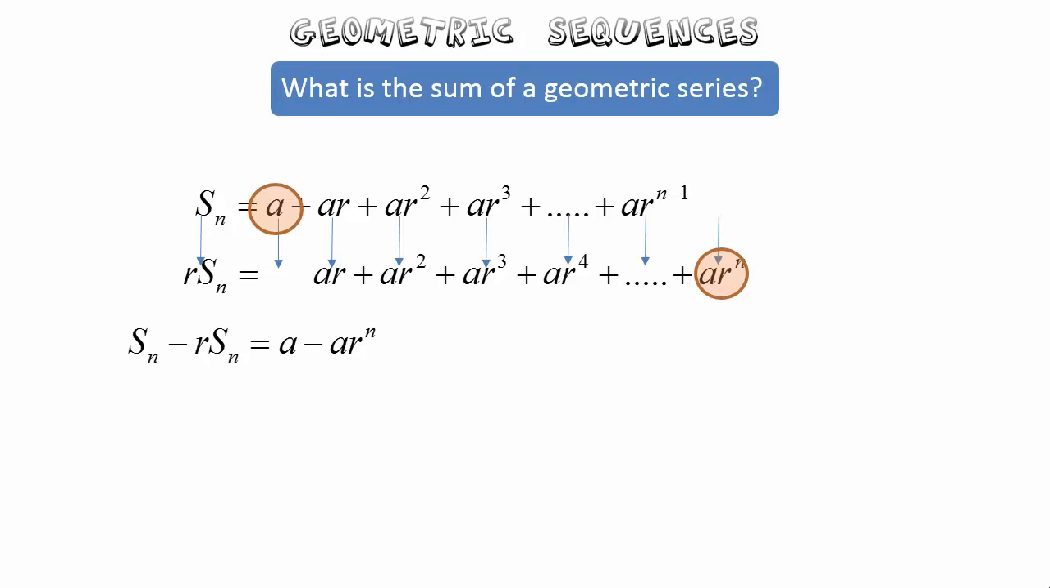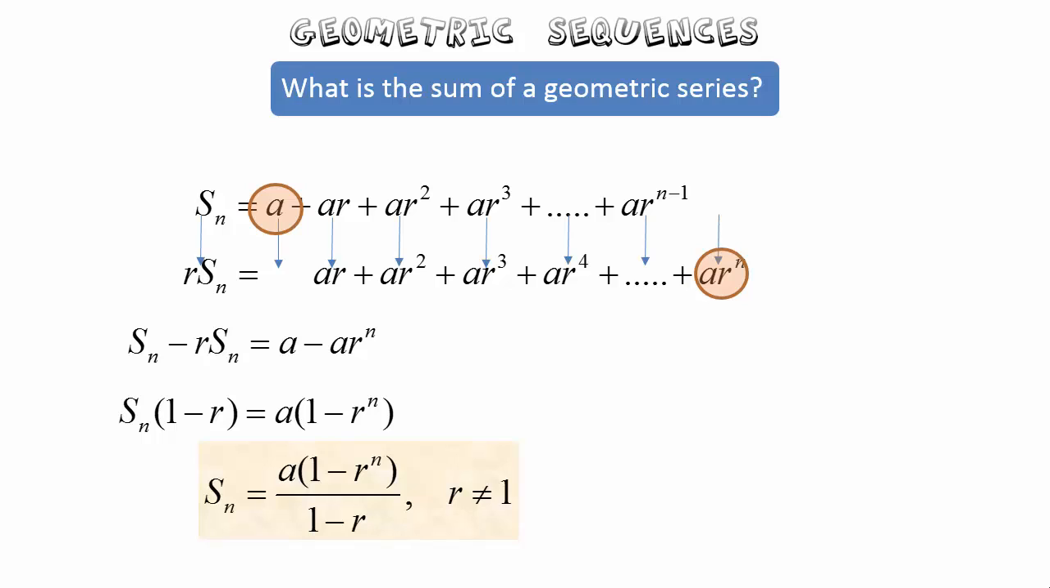Sn minus rSn equals a minus ar to the power of n. We can take out a factor of Sn from the left-hand side and also a factor of a from the right-hand side, and we obtain the expression that you can see. And then Sn will be a bracket 1 minus r to the n over 1 minus r. And that's our formula for working out the sum of a geometric series. Notice the restriction that r is not equal to 1. Obviously we can't have 0 in the denominator, and if r was equal to 1 we would have 0.